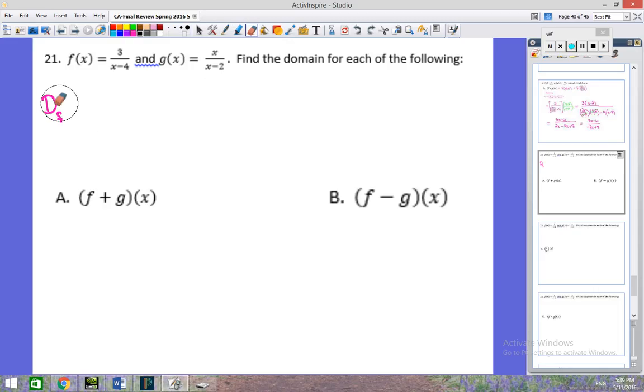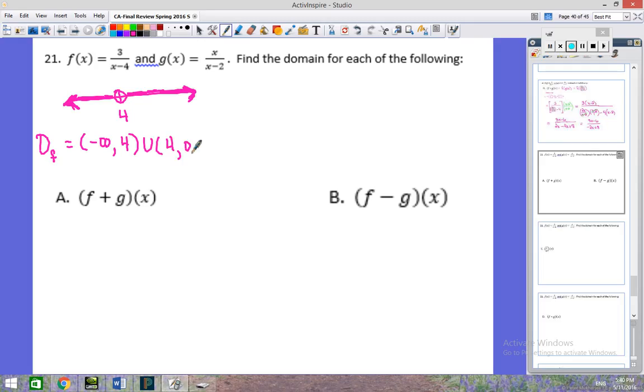So the domain for f is the set of all real numbers excluding 4. So here's my number line, excluding the number 4. Everything else is okay. None of these other numbers on the number line cause division by 0. So my domain is the set of all real numbers excluding 4. So the domain of f is split into two regions. On the left, it's from negative infinity up to 4, not including 4, or you're to the right of 4, which is from 4 to positive infinity.